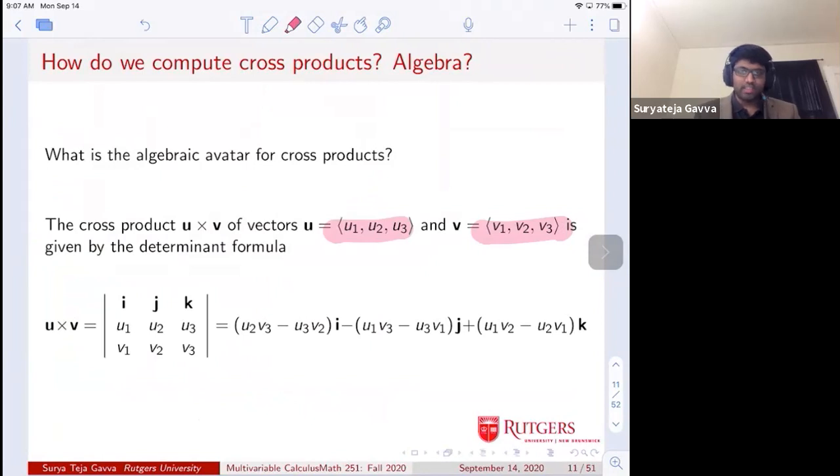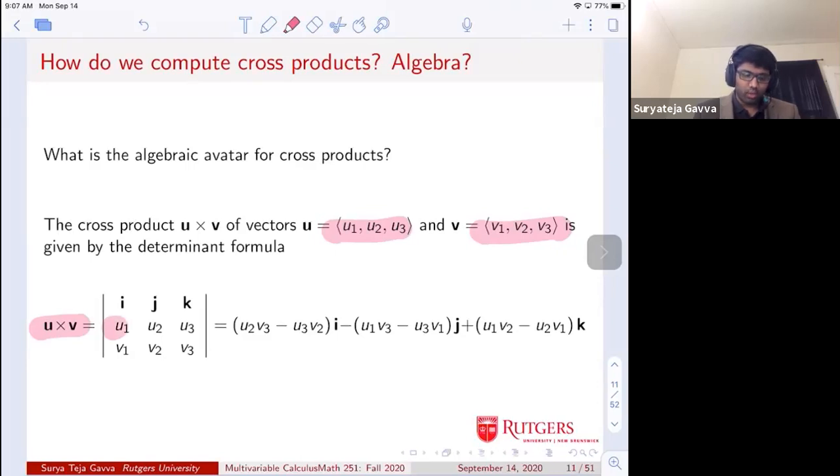Okay, so it's simple, the formula. U cross V is: you write down I, J, K in the first row, the coordinates of U in the second row, and the coordinates of V in the third row. Compute the determinant, and that gives you the cross product. For instance, you can write down the determinant here.